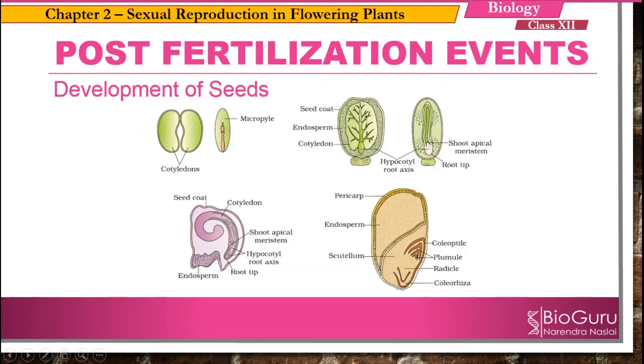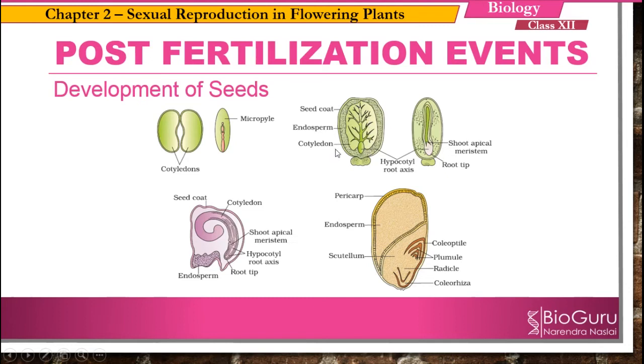Okay, now let us see the development of seeds. Seeds are the fertilized ovules which develop inside the ovary. That means they are present in the fruit, right? And these seeds are the last stage of sexual reproduction in angiosperms, that is flowering plants.